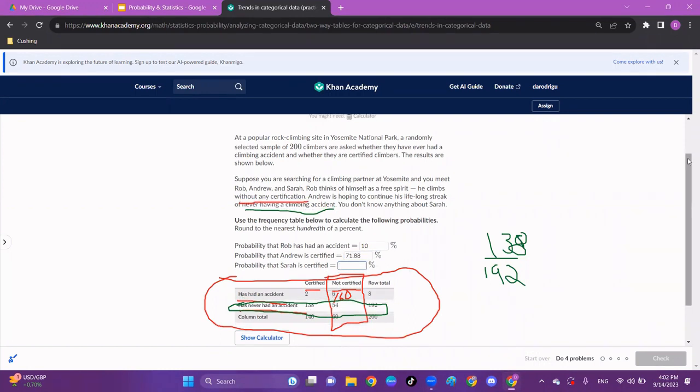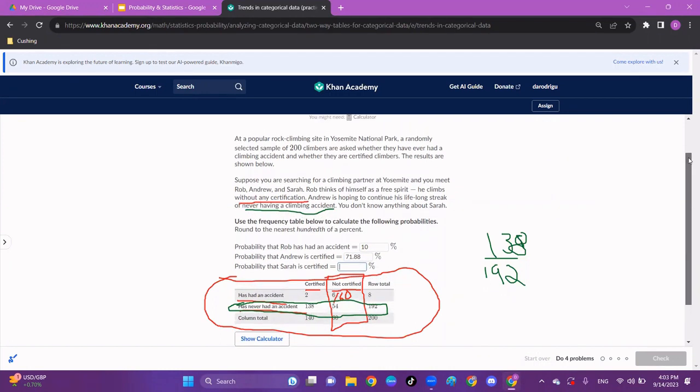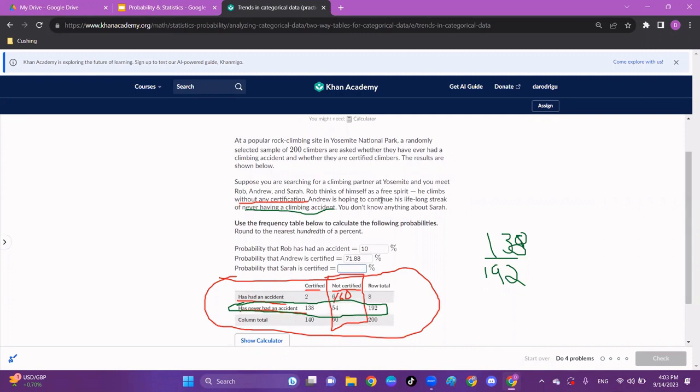All right, probability that Sarah is certified. So do we know anything about Sarah? It says you don't know anything about Sarah. Let's underline that. Well, I know her name, so that's not true, but I don't know anything else about Sarah.